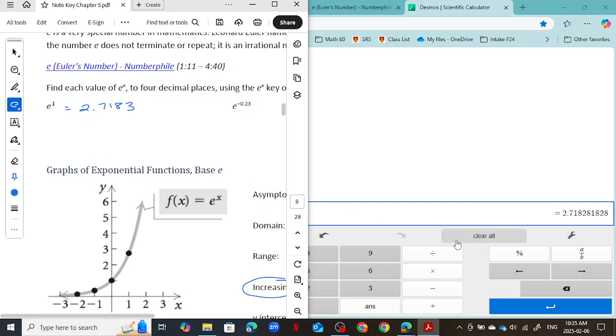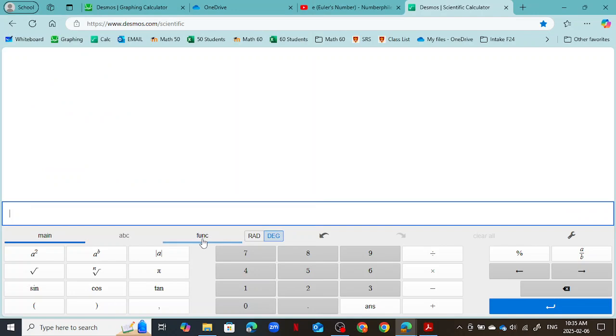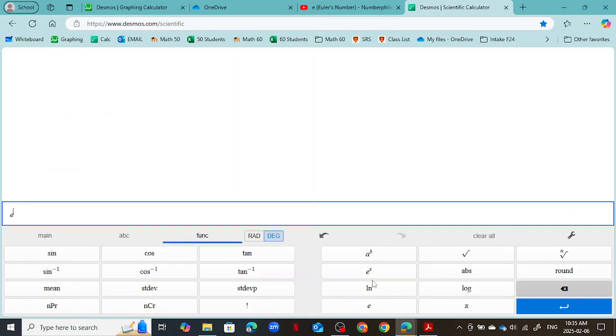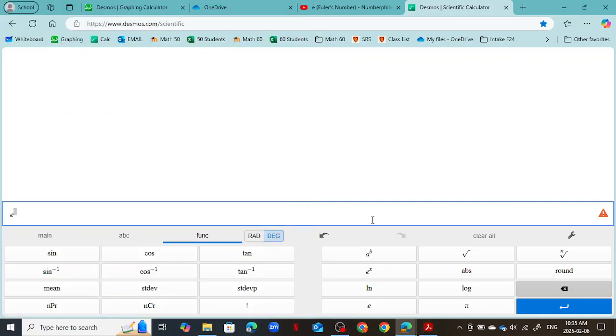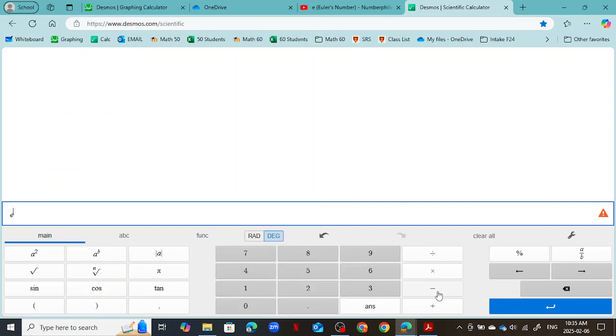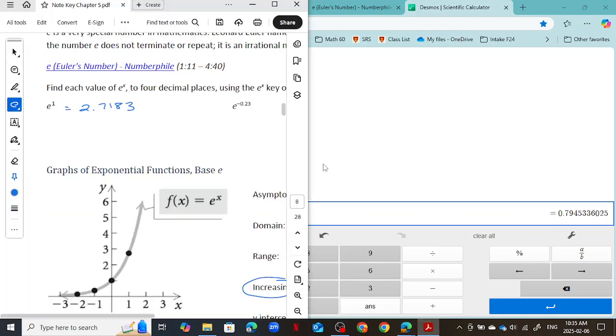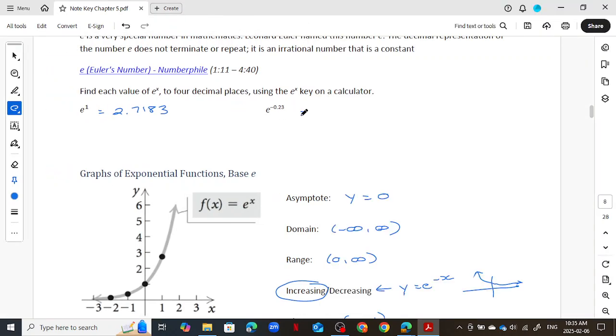And then just purely for practice, you're going to take your calculator and plug in e to the negative 0.23. So you're going to put into this exponent negative 0.23. And we get 0.7945.